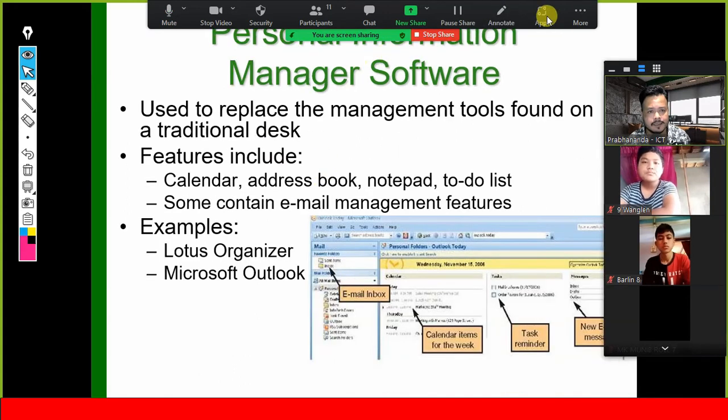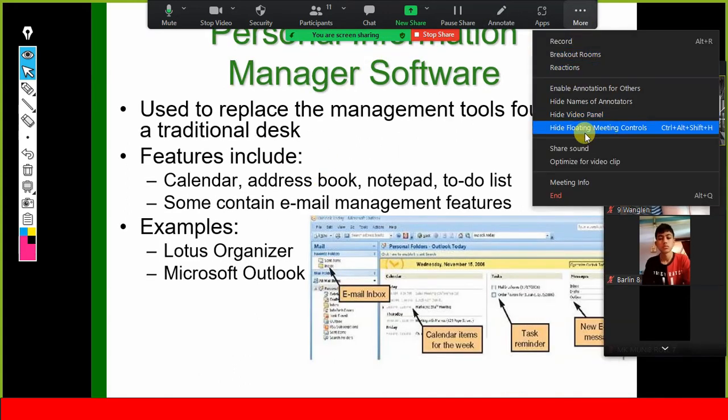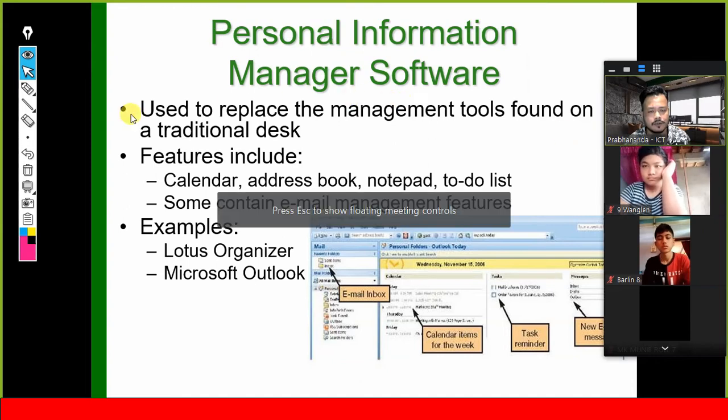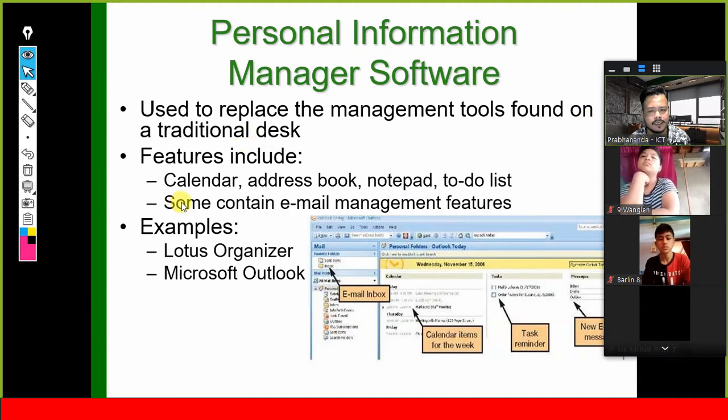Personal information manager software is used to replace management tools found on a traditional desk. Features: calendar, address book, notepad, to-do list, and some email management features. Some examples are Lotus Organizer and Microsoft Outlook. Microsoft Outlook is used for managing day-to-day schedules and timetables which we use in our day-to-day life.